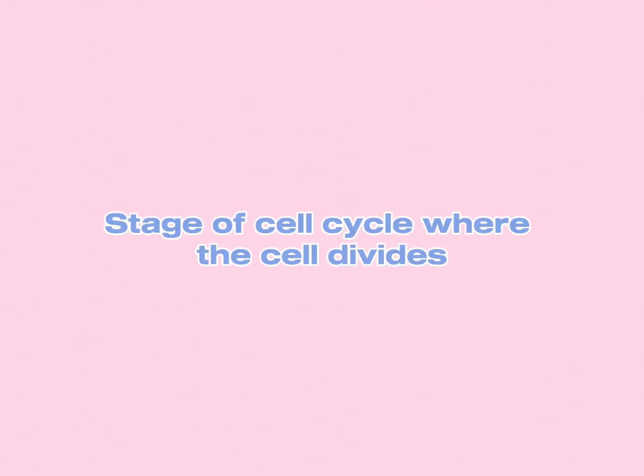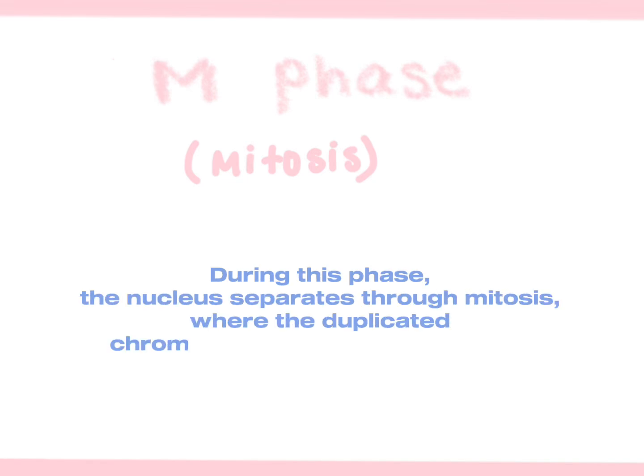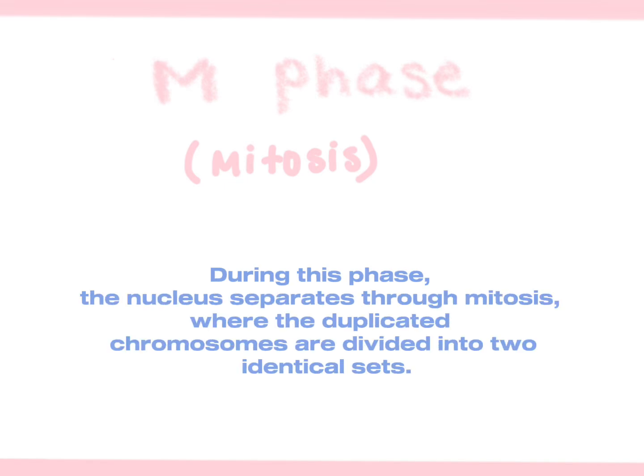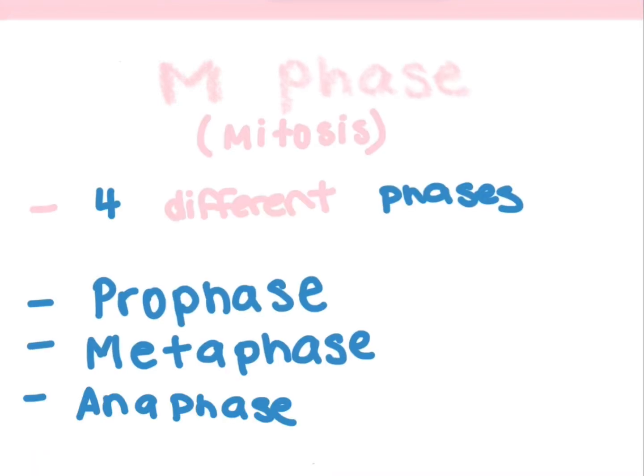The last stage of the cell cycle is M phase, which stands for mitosis. It is the shortest phase out of the 4 phases. This is the stage of the cell cycle when the cell divides. During this phase, the nucleus separates through mitosis, where the duplicated chromosomes are divided into 2 identical sets. The M phase has 4 different parts to it, better known as prophase, metaphase, anaphase, and telophase.